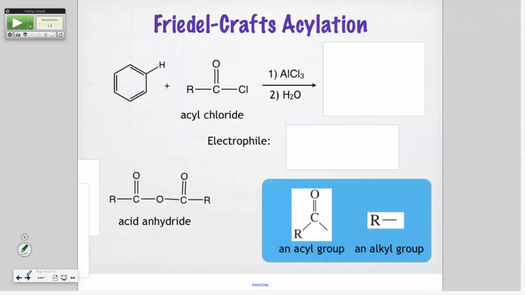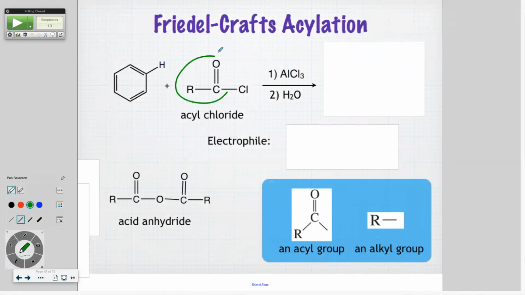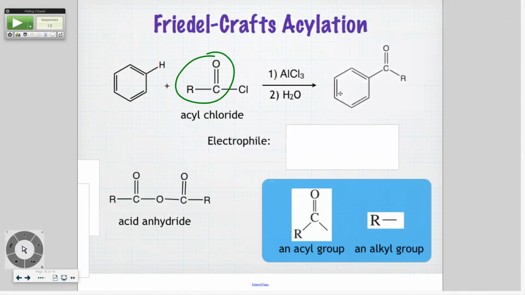Okay, Friedel-Crafts Acylation. So what are we going to put on the ring? We're going to put not just the R, but everything, the acyl chloride. All of this is going to get put on the benzene ring in place of a hydrogen. I have one hydrogen drawn in there. Okay, here's your electrophile.